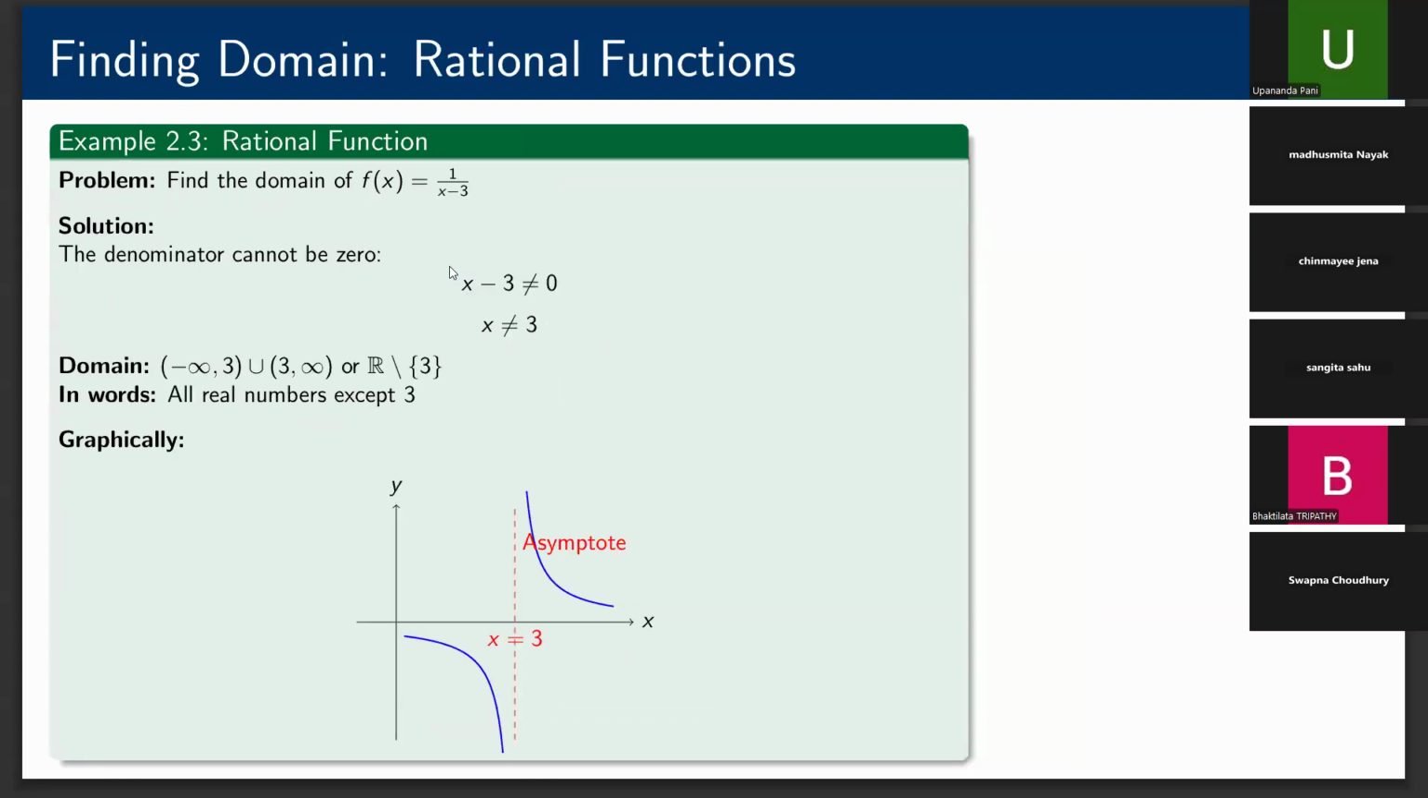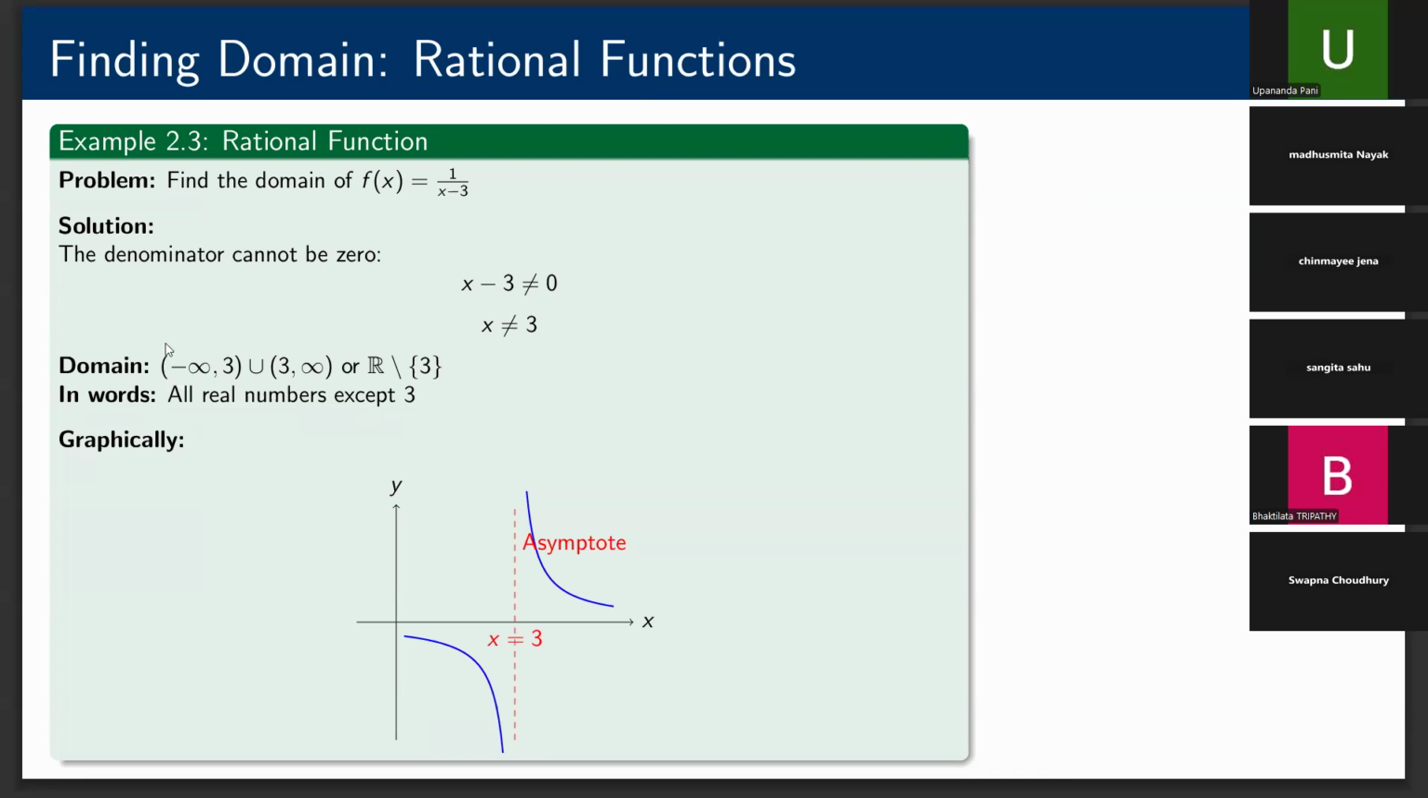Similarly, in this function, f of x equal to 1 by x minus 3. We know if the value of x equal to 3, then y will be 1 by 0, which is undefined. So not possible, we cannot define the function. That's why in this case, what are the possible values of x? All the values except x equal to 3. So how to write it?